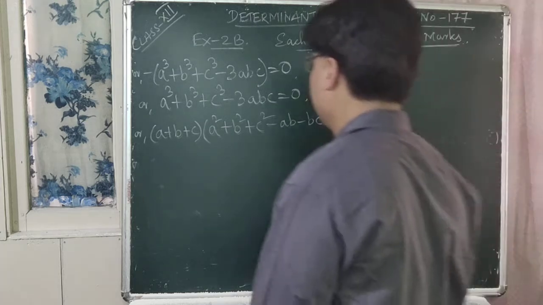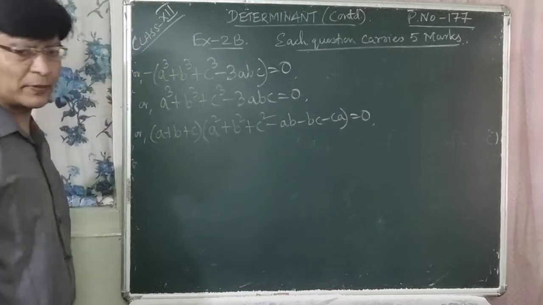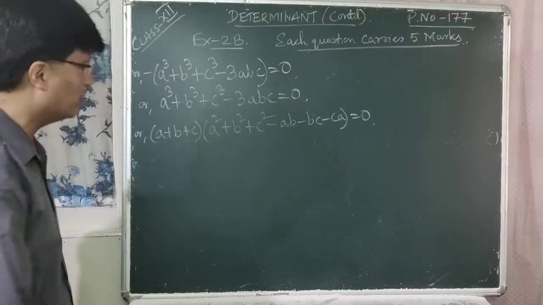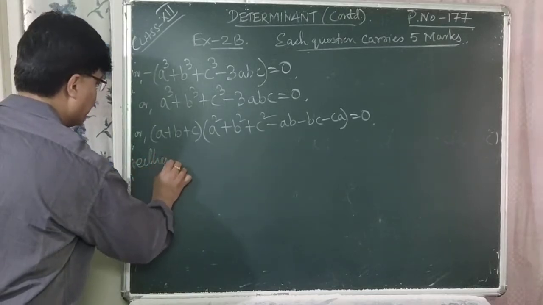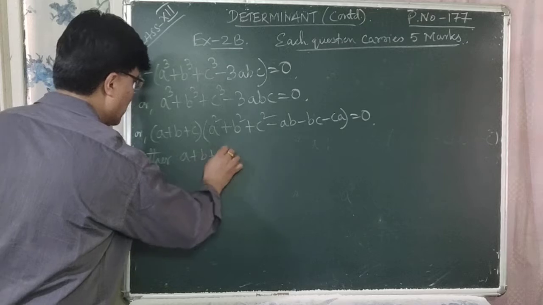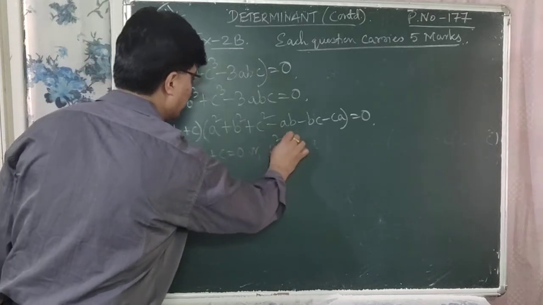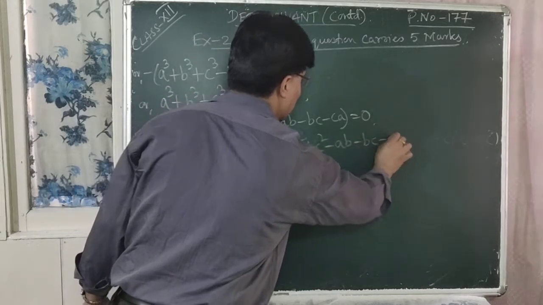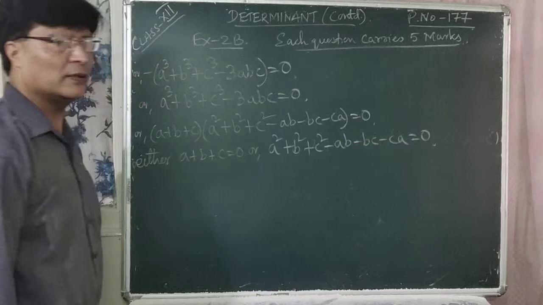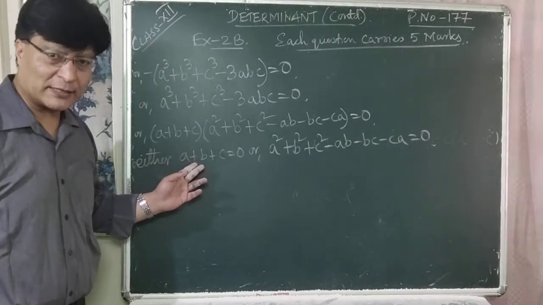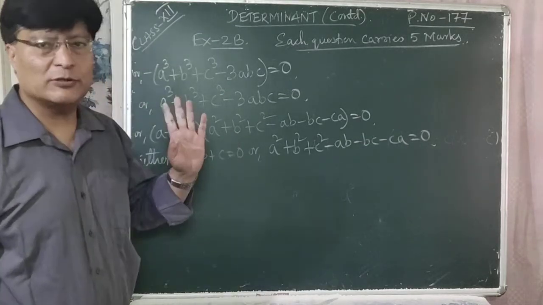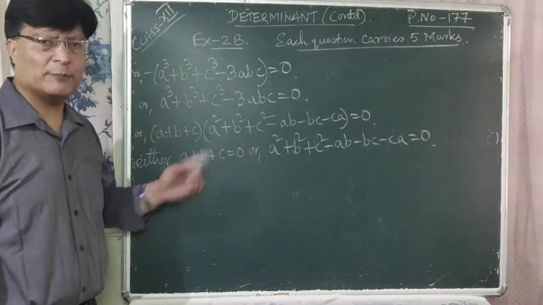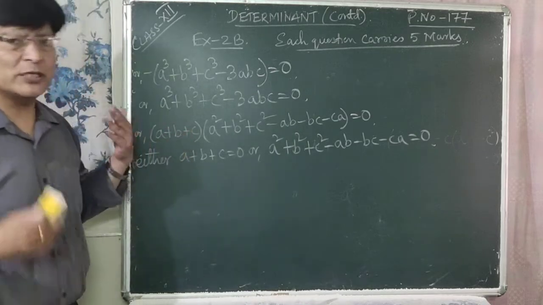So in the next step, since this left hand side is equal to 0 and these are the two factors, either the first factor is equal to 0 or the second factor is equal to 0. So you can write either a plus b plus c is equal to 0, or a square plus b square plus c square minus ab minus bc minus ca is equal to 0. Okay. So we have proved the first part, that is, a plus b plus c is equal to 0 is proved. You can check the question, we have to prove that a plus b plus c is equal to 0. So this is the first part which is proved.